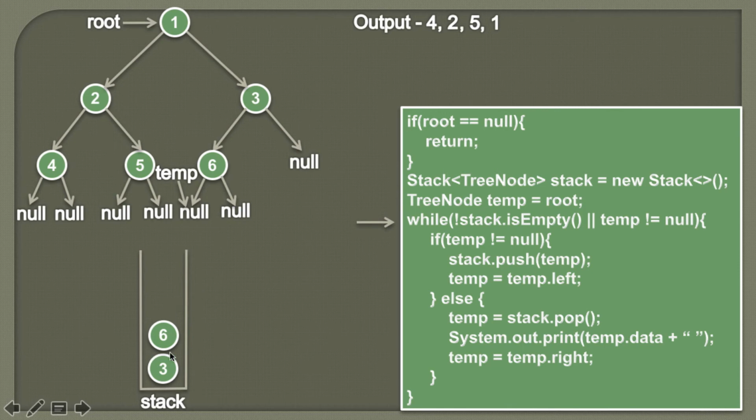Now currently stack is not empty, but temp is pointing to null. Therefore the overall condition comes out to be true. We check whether temp is equal to null or not. So temp is equal to null, therefore the condition in the if block comes out to be false and the else block will be executed.